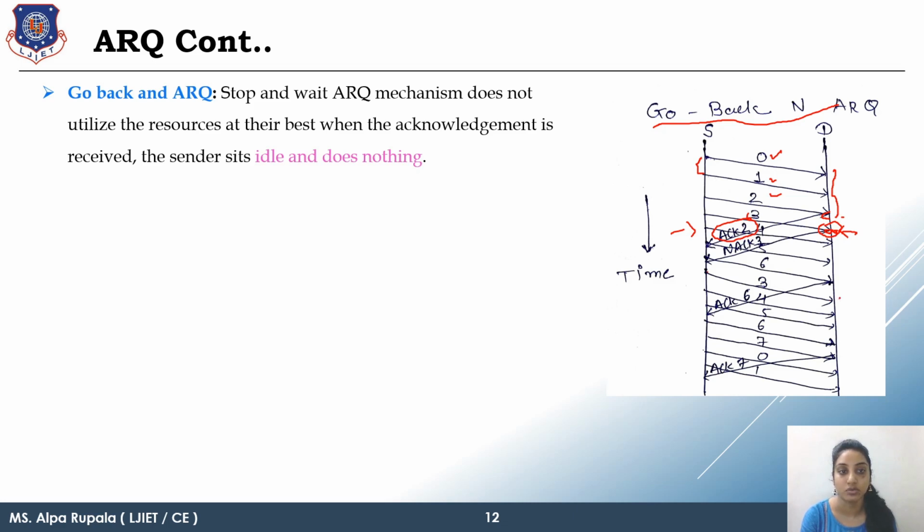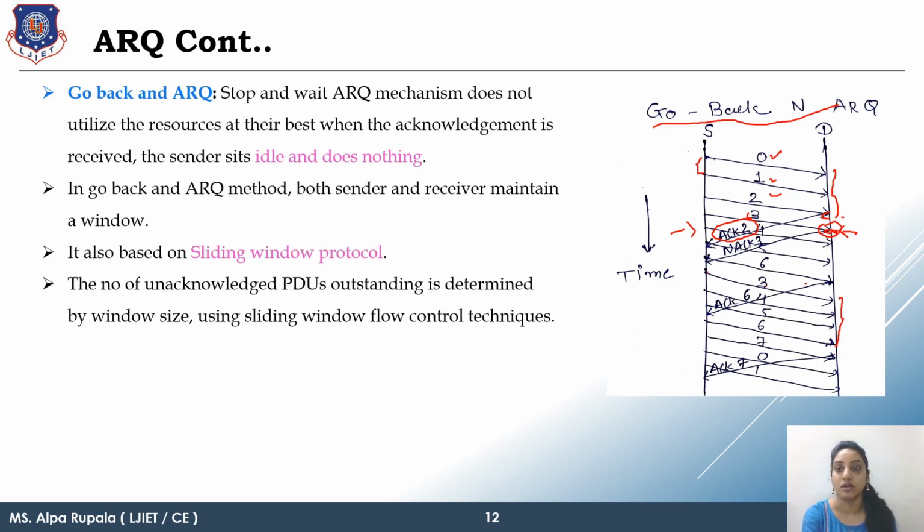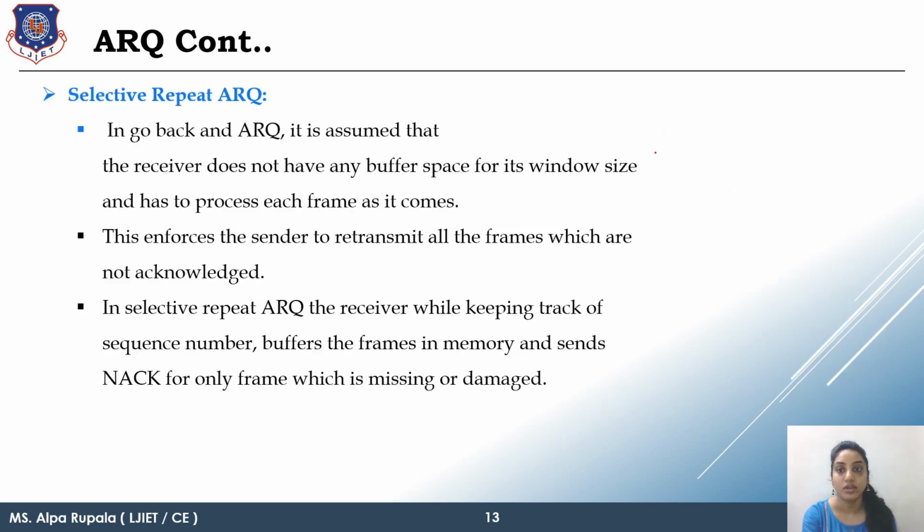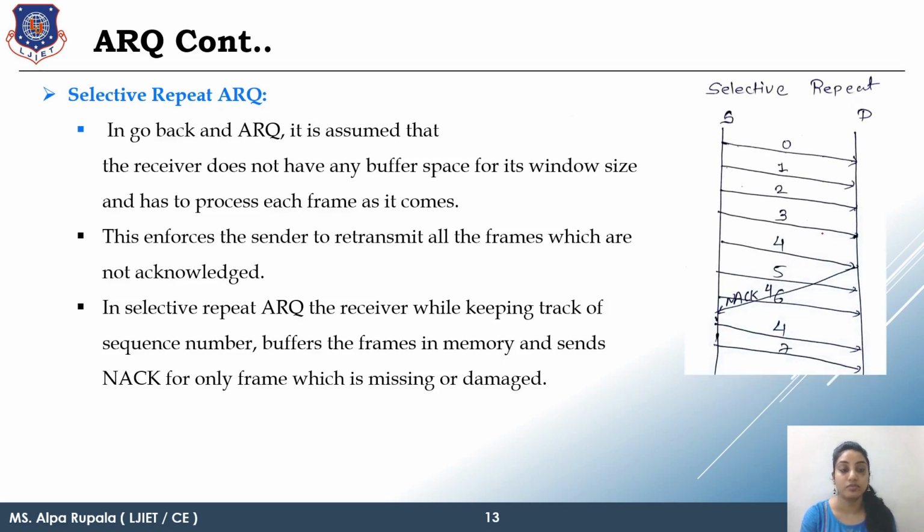which is also a disadvantage of Go-Back-N ARQ. So Go-Back-N ARQ overcomes the disadvantage of stop and wait, but it has a disadvantage of its own. This is resolved in selective repeat ARQ. In selective repeat, we are just sending the negative acknowledgement only. Now the rule is changed. We are not sending positive acknowledgements at all.